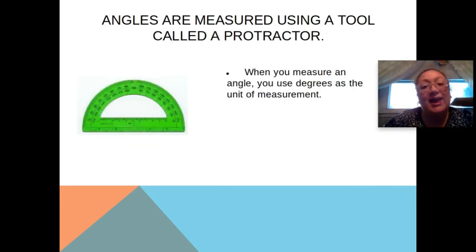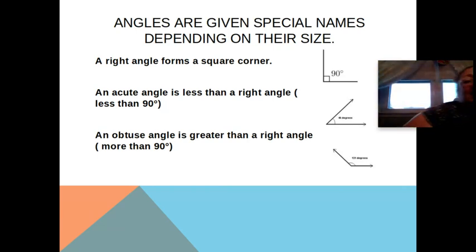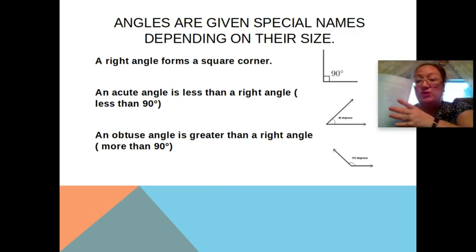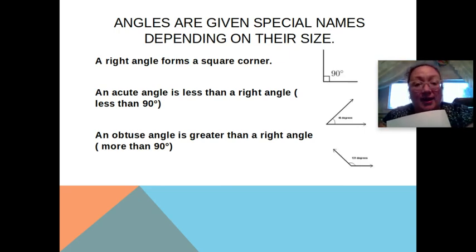Angles are measured using a tool called a protractor. When you measure an angle, you use degrees as the unit of measurement. Now, a right angle has 90 degrees. So the way I remember this is I compare every angle to the edge of a piece of paper. A piece of paper corner is a perfect 90-degree angle. Look at your doorway. The corner of your doorway is another perfect 90-degree angle. If I come over here, you can see the corner of this window, 90-degree angle.